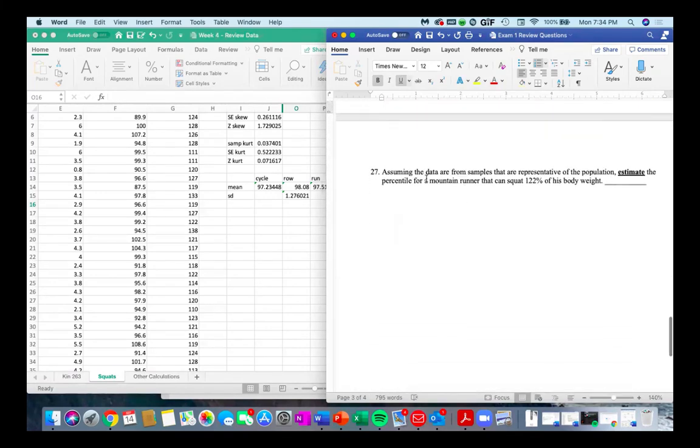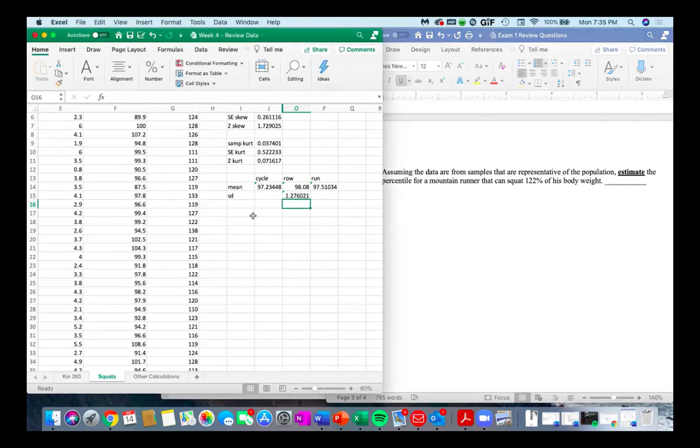And then our last question is saying, assuming the data are from samples that are representative of the population, estimate the percentile for a mountain runner that can squat 122% of his body weight. So estimate means we're using what to calculate the percentile? Idea? Z-score? Z-score, right? So we need to use a Z-score.